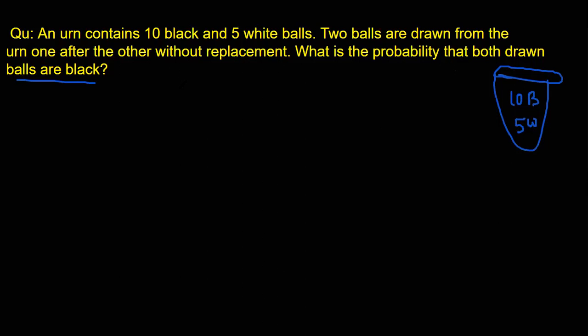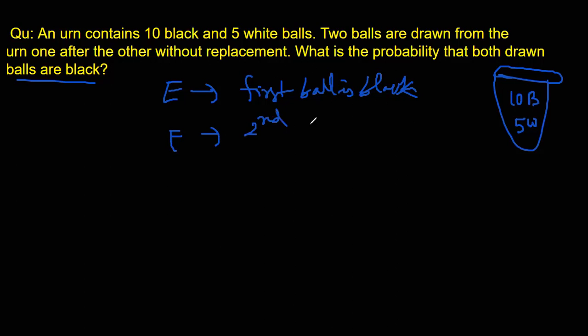So we can take two events now. Say the event E is that the first ball drawn is black, and I can take the event F as the second ball drawn is black, right? What will be the probability that it is black? Here, P(E), first ball is black. I have 10 black here. The total number of balls is 15, 10 plus 5, right? So that is 10 by 15.